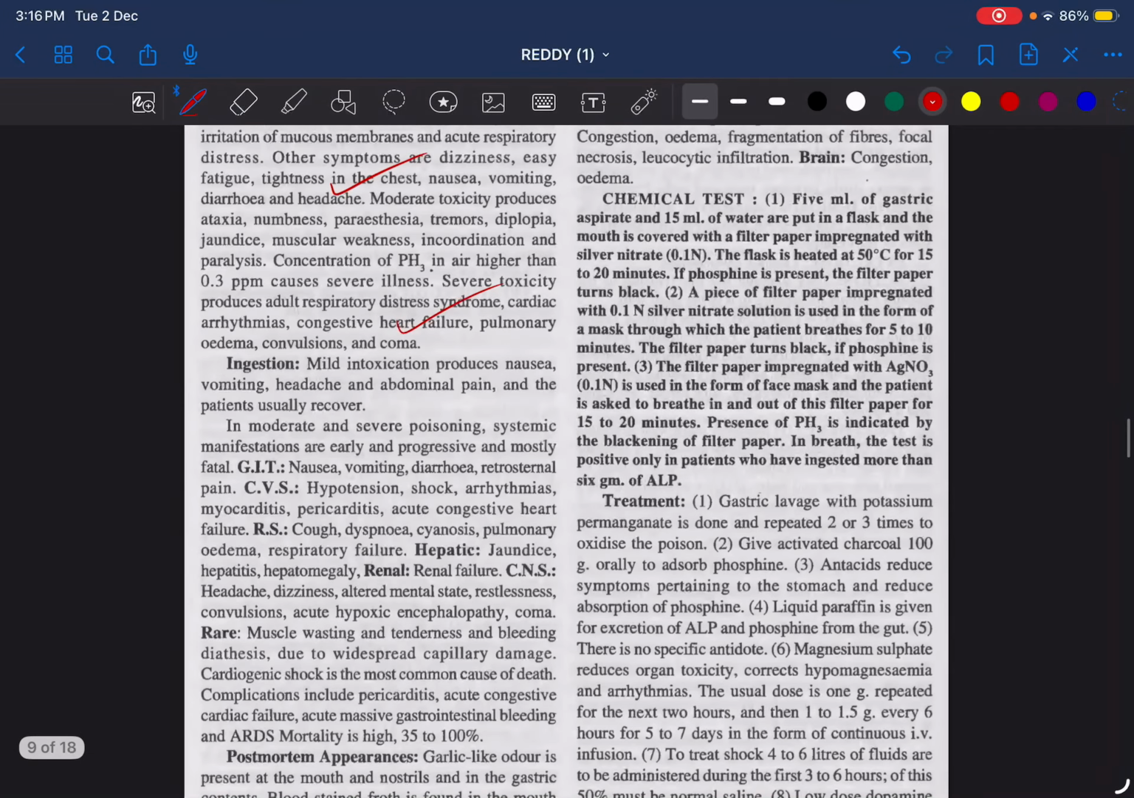Just remember the following clinical features: hypotension, shock, okay, unexplained hypotension, shock, arrhythmias, jaundice, renal failure, muscle wasting, okay, bleeding diathesis. And remember, the most common cause of death is cardiogenic. These are the characteristic features. Actually, this has been asked in AIIMS. Okay, unknown poison with cardiogenic shock, muscle wasting, hypotension, shock, arrhythmia, jaundice. What is the poison? It is aluminium phosphide, that is Celphos.